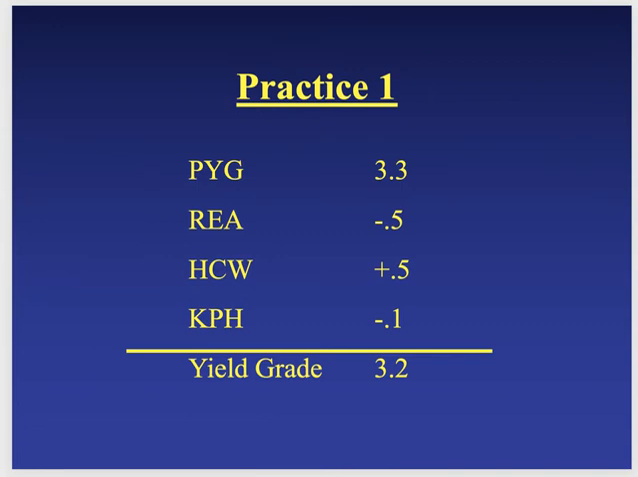Going to be -1 or -2 on the KPH, and we end up with a yield grade of 3.2. So if you do the math, we start out with 3.3. Basically, the 2.5s cancel each other out because -5 minus 0.5 plus 0.5 equals 0, right? So that's nothing. So we have a -1 adjustment for the KPH that brings it down to a 3.2. So 3.2 is a very good yield grade for the industry.